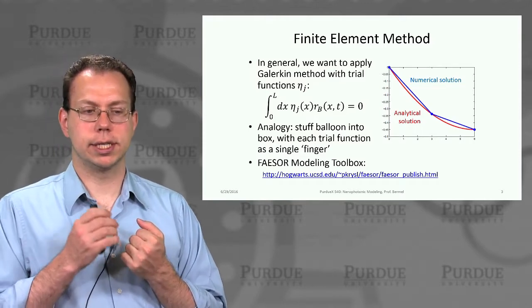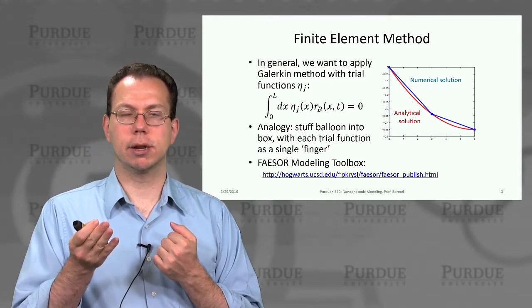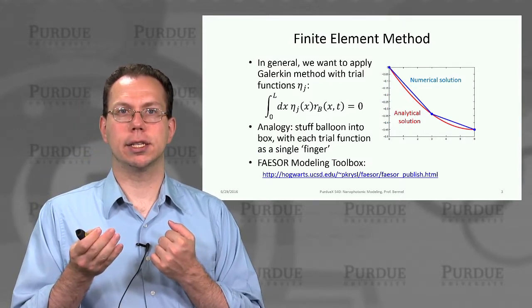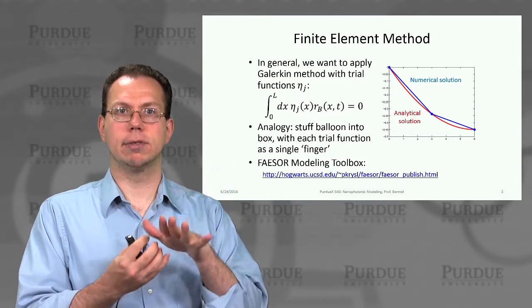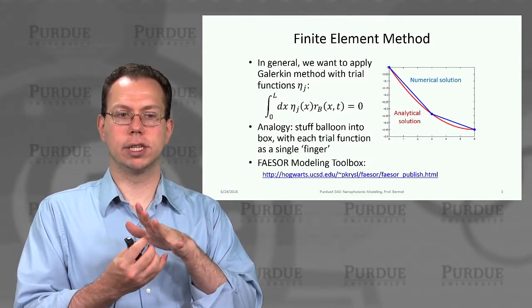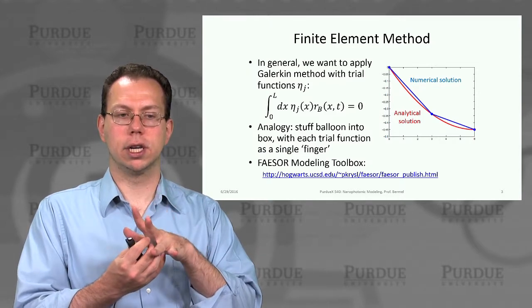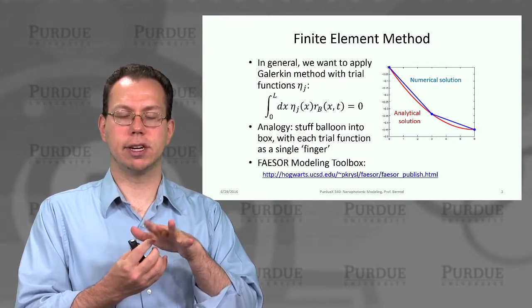And so we said that the way that we can understand the Galerkin method is analogous to taking a function and then trying to stuff it into a box. And then we get one finger, which is a trial function, for each of the times that we try to stuff it into the box.